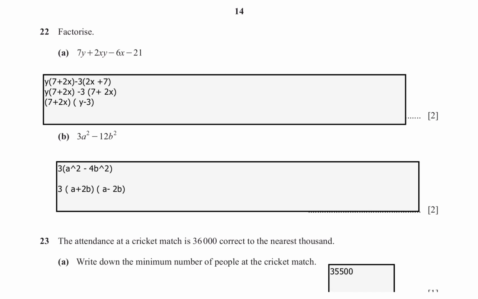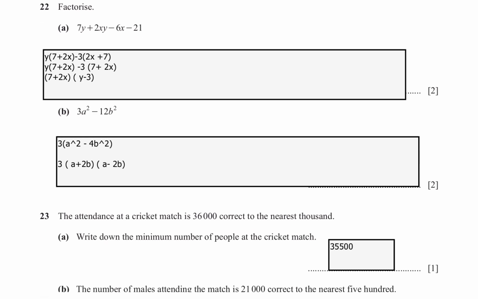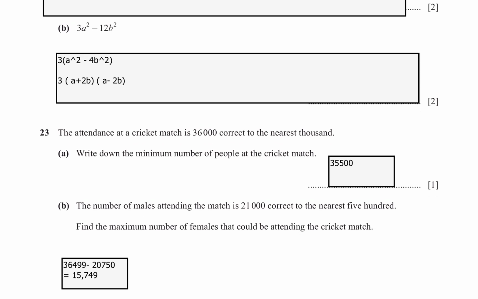is the factorized form. 3a square minus 12b square, we take 3 common, a square minus 4b square, that is in the form of a square minus b square, that is equal to a plus b times a minus b. So that is equal to 3 times a plus 2b times a minus 2b.